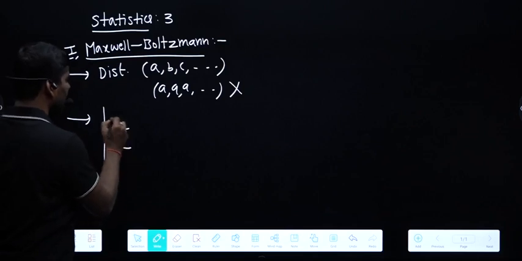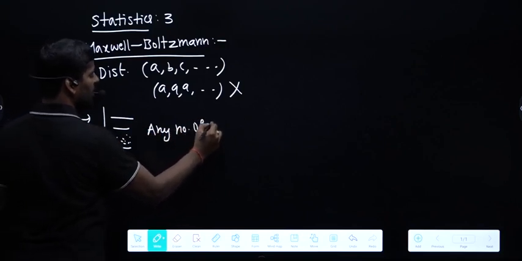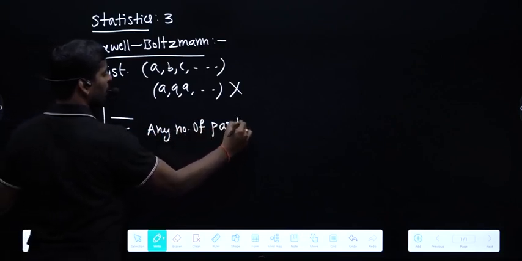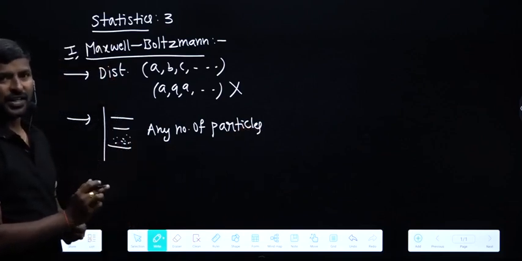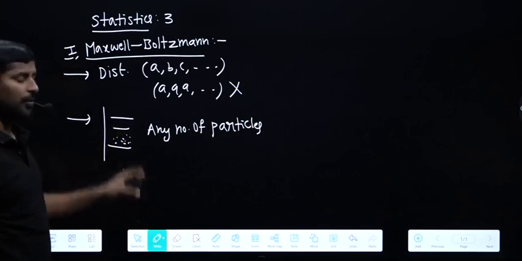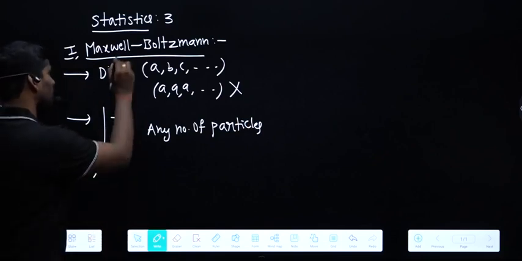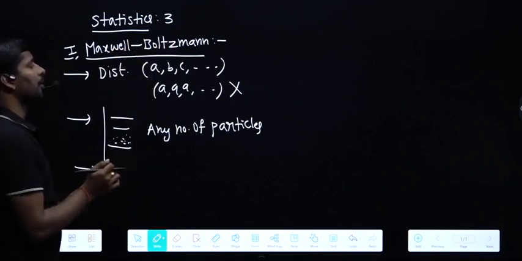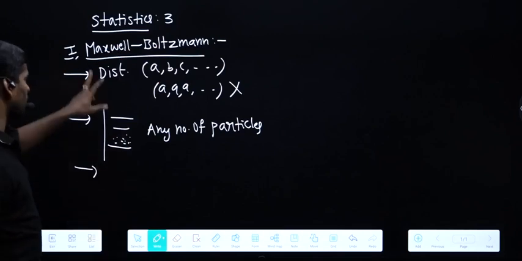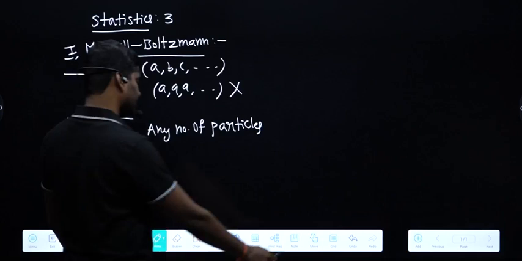And in a given energy level, any number of particles may be present. There is no restriction on the number of particles present in a given energy level. The particles which follow this type of statistics are called Maxwellians or Boltzmanns.